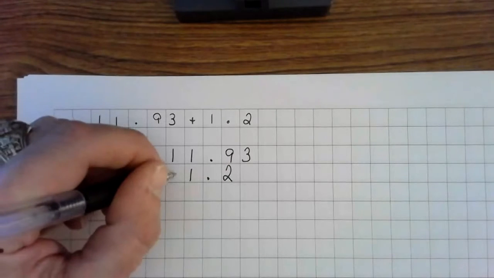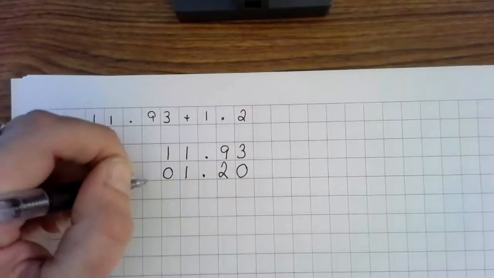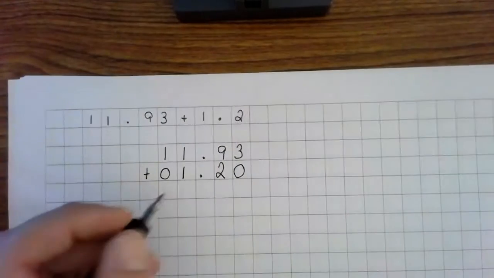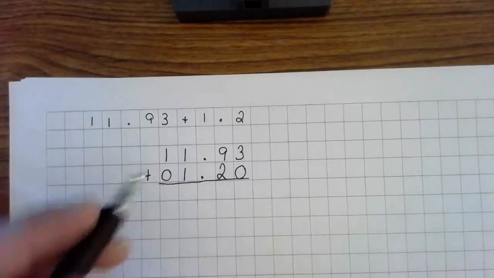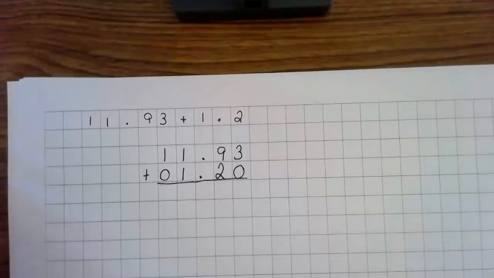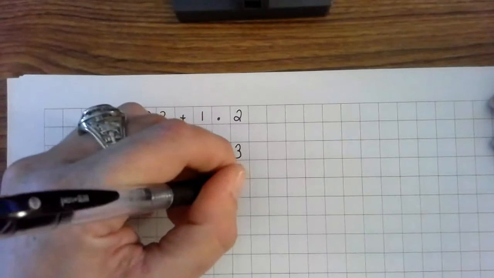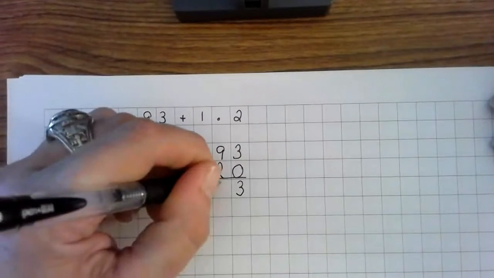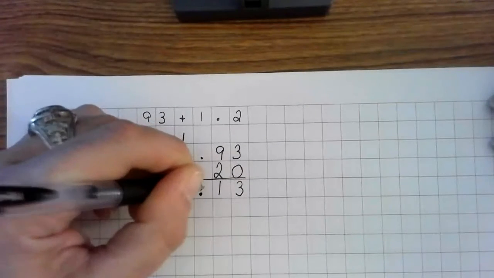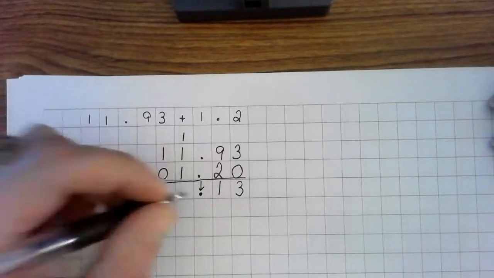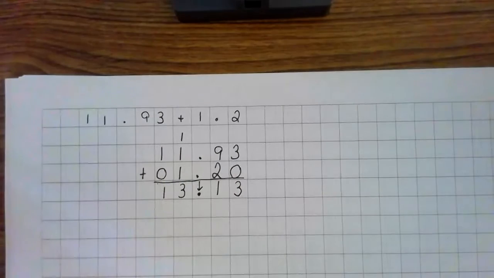When we're adding and subtracting, comparing and ordering, it's extremely important that we make sure that our numbers have the same amount of digits. Therefore, whenever there's any missing numbers, I will add zeros. 3 plus 0 is 3. 9 plus 2 is 11. Carry the 1. The decimal falls straight down. 1 plus 1 plus 1 is 3. 1 plus 0 is 1.